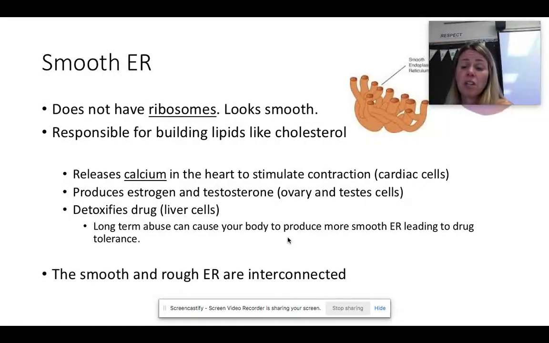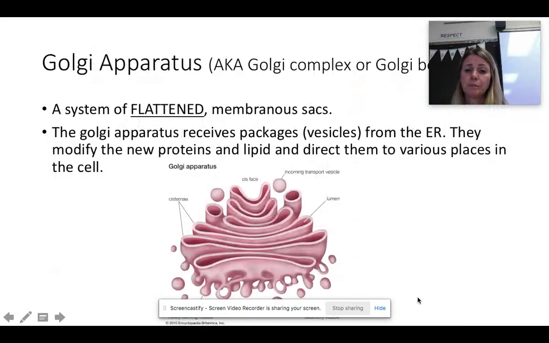So just a little interesting tidbit, so that your cells can change over time, and their ability to do things can change over time depending on the environment and the stresses that you put on them. Right, and the smooth and rough ER are interconnected. Right, you have the rough ER attached to the nucleus, and then you have your smooth ER to do all these different things.